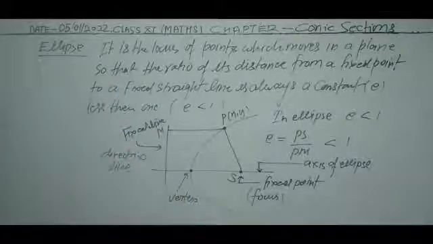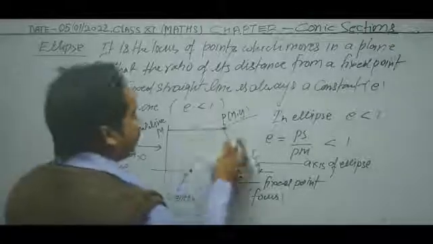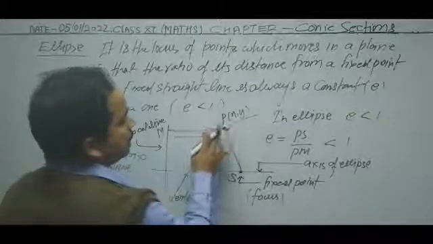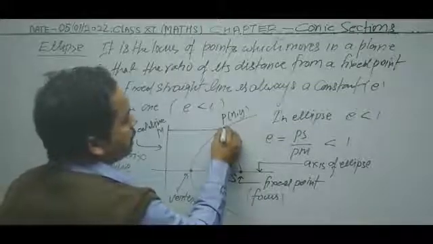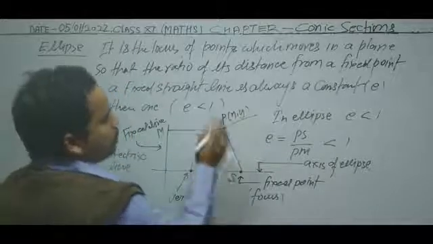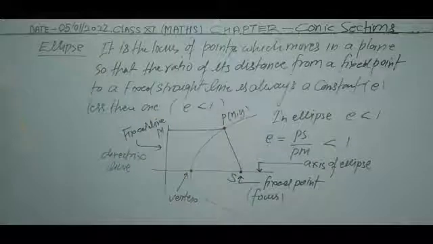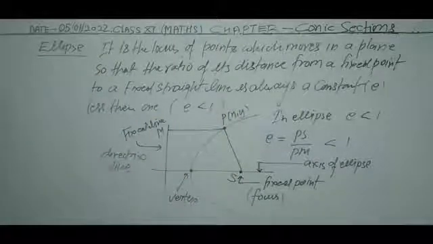Now you can see, the definition of ellipse says eccentricity is always less than 1. And what is eccentricity? Eccentricity is the ratio of PS upon PM. And what is PS? PS is the distance from the fixed point to the variable point. This is the variable point P, lying on the locus of ellipse. So this is the definition of ellipse.